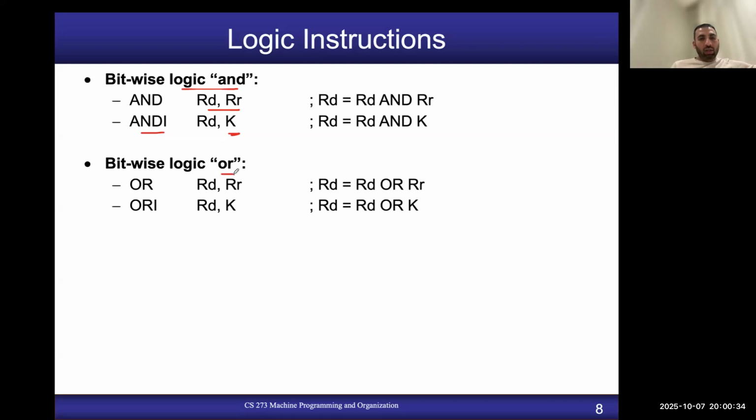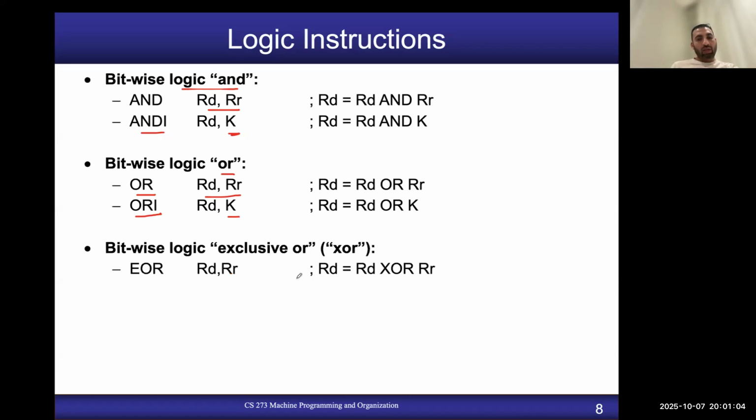Bitwise logic OR. So the syntax is exactly the same as AND or ANDI. The only difference is you need to specify the OR operation. So here you have the source register and destination register. Their values will be ORed together, and the result will be in the destination register. And you have another variant where you can specify the source as an immediate operand instead of a register.